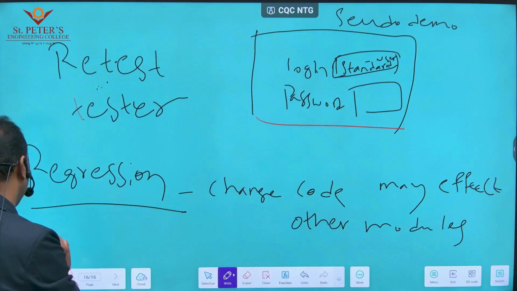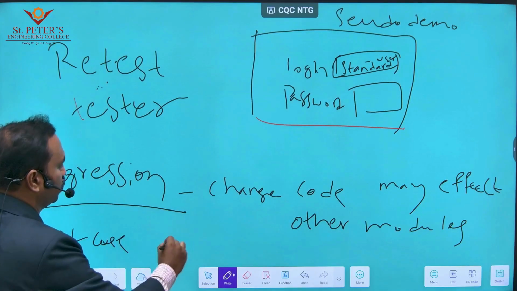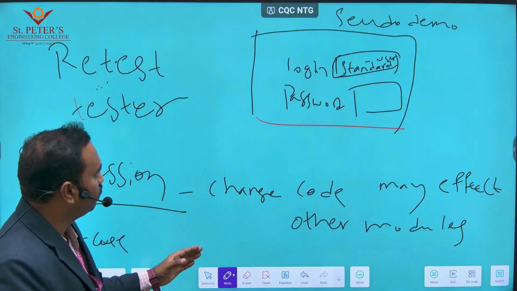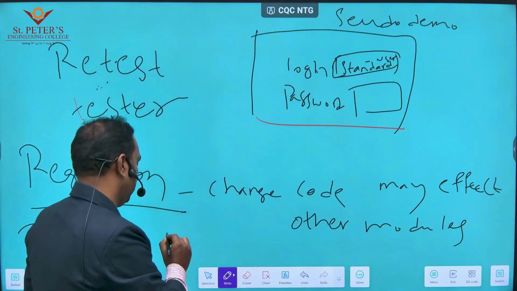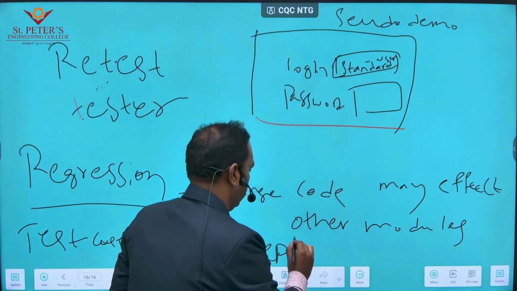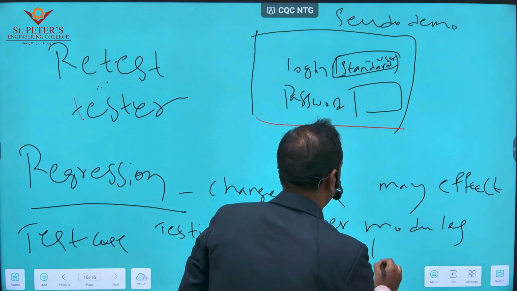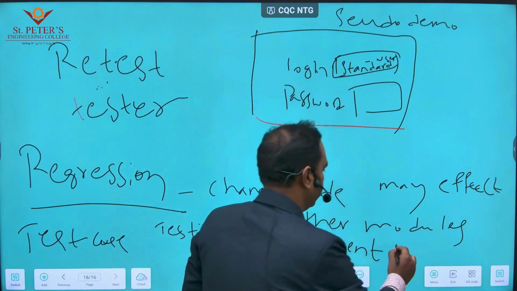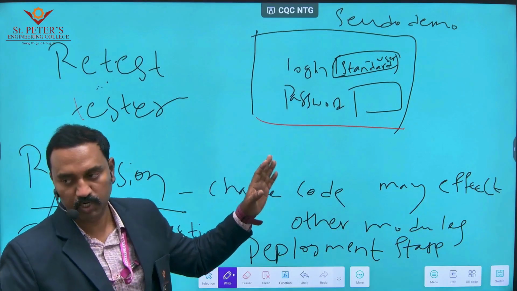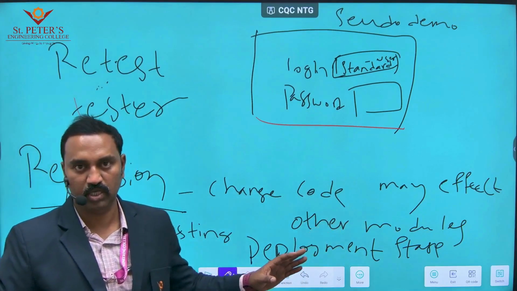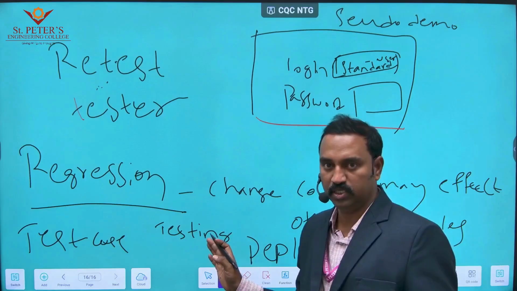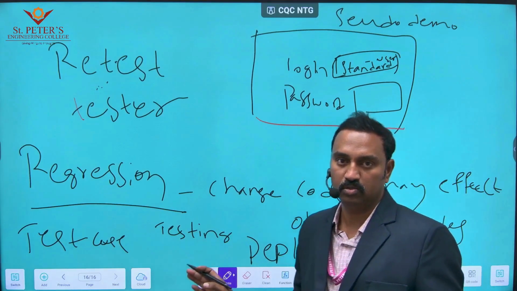After that, test case completion: based on the test cases you have written, you test the application. Once the testing has been done, it goes to the deployment stage. So this is the complete procedure I have given. Okay, that's it. Thank you.